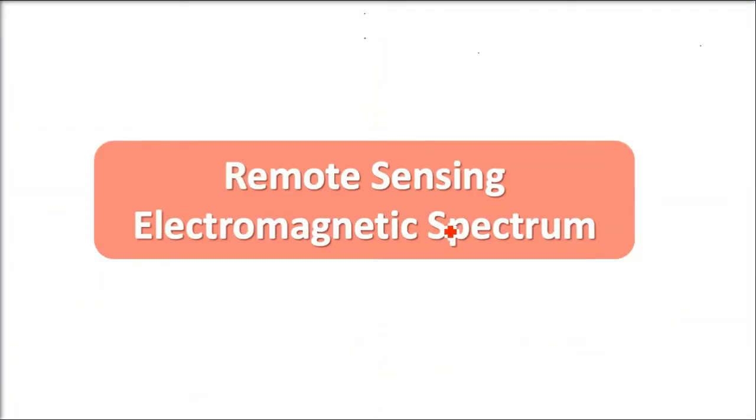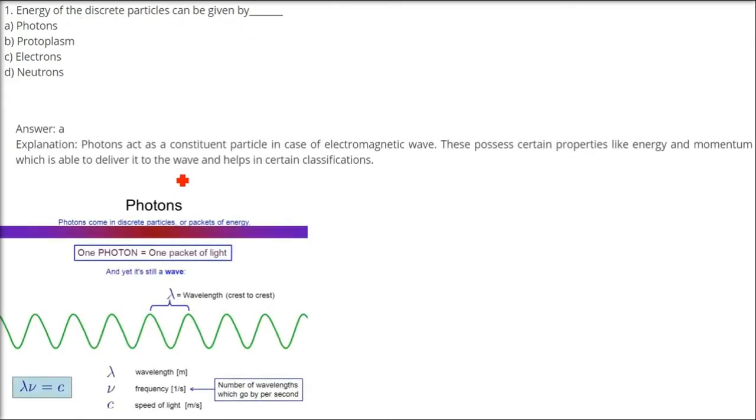Remote sensing, electromagnetic spectrum. So we are going to do MCQ questions, objective questions on this. First is energy of the discrete particles can be given by. So we have a wave that can also be understood as photons. Photons. Light as energy, light as photons, and as waves.